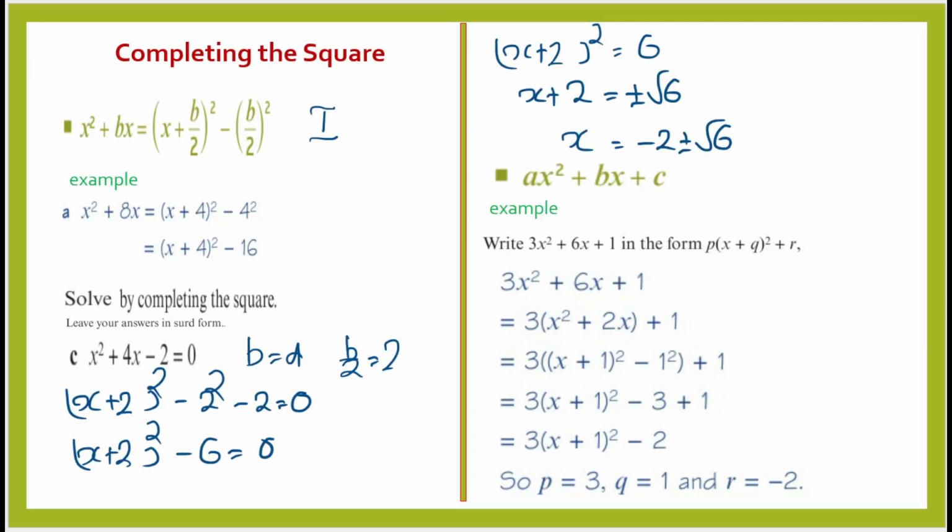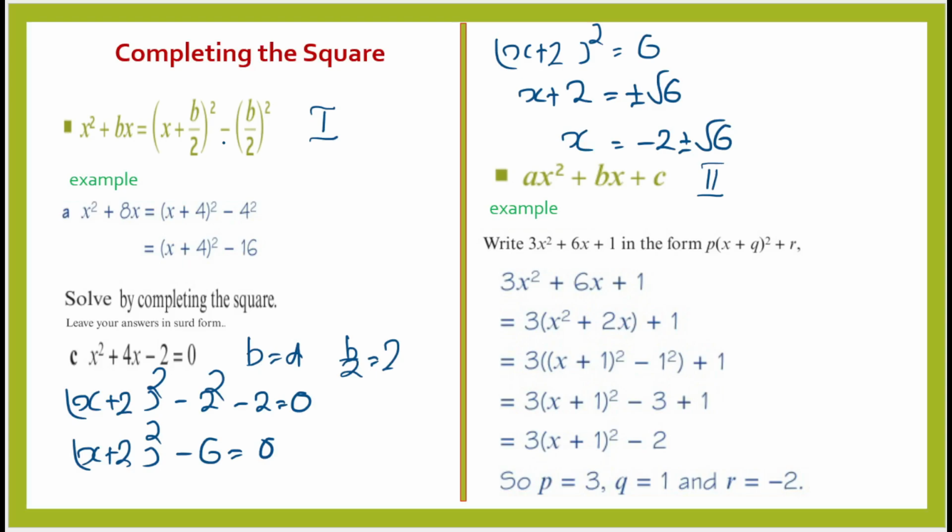Now consider expressions of the form ax square plus bx plus c. Here by taking a as common from the first and second terms, we can reduce this form into the first form. Then follow the same steps as in the first form. For example, write 3x square plus 6x plus 1 in the form p times (x plus q) the whole square plus r. This is of the second form. Now by taking 3 as common from the first and second terms, we get 3 times (x square plus 2x) plus 1.